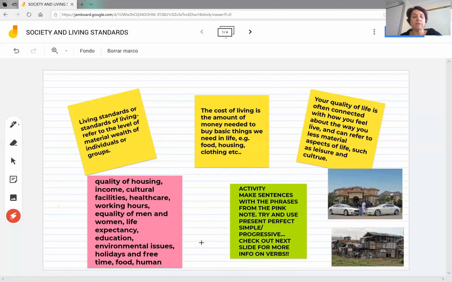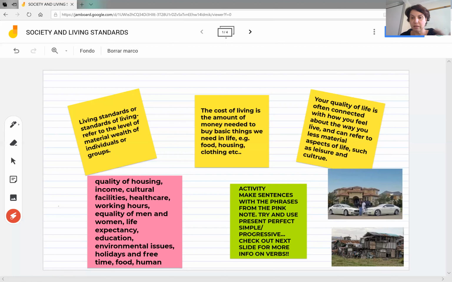Education, environmental issues, holidays and free time, food, and human. I don't know what else was there, but human something. Doesn't matter. Get rid of the human. Okay, so we've got some concepts there. We've got some vocabulary. If you look here, I've also got two photos now, which you can see.